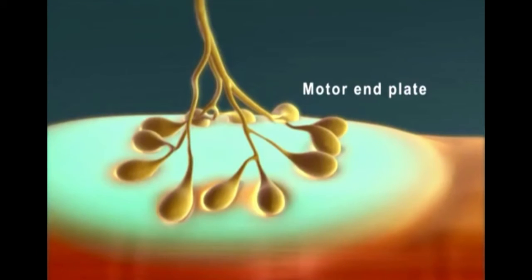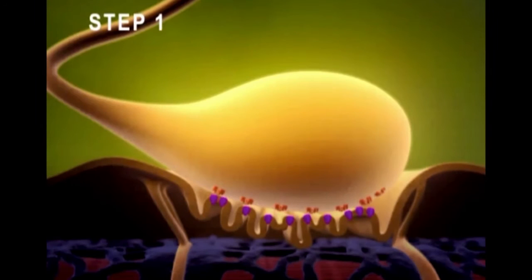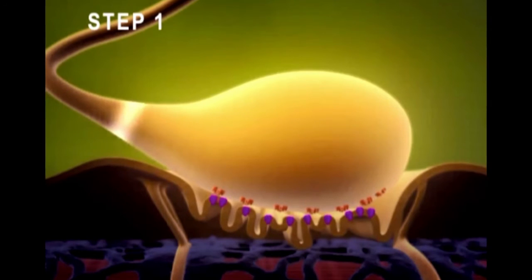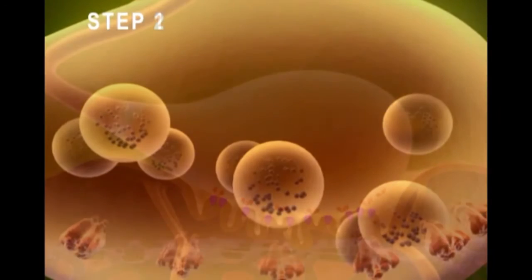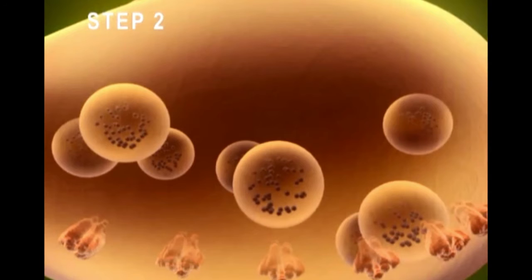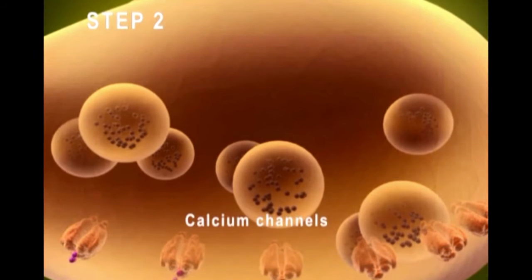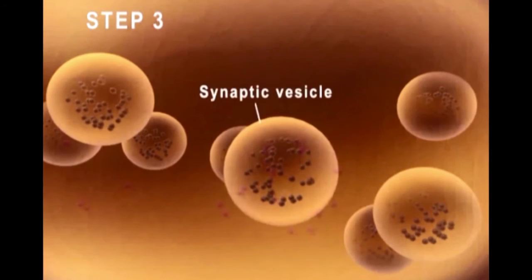The event of signal transduction occurs in 7 coordinated steps. Step 1. An action potential travels the length of the motor neuron to the axon terminals. Step 2. Voltage-gated calcium channels open, and calcium ions diffuse into the axon terminals. Step 3. The binding of calcium ions with the synaptic vesicles releases acetylcholine via exocytosis.